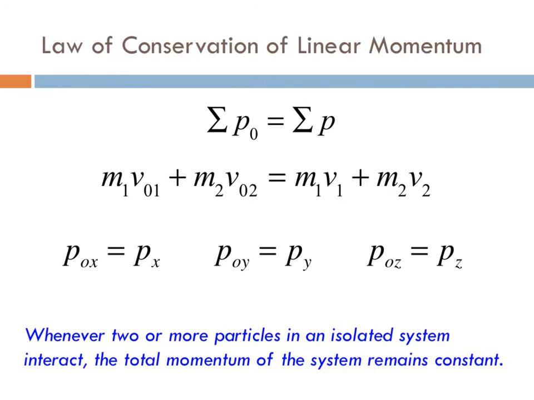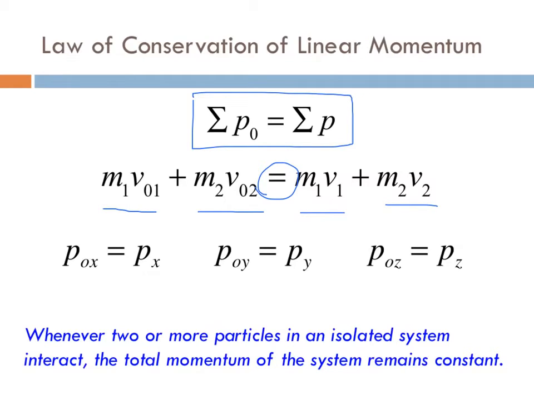So just like last year, whenever two or more particles in an isolated system interact, the total momentum of the system remains constant, meaning that the momentum at the beginning is equal to the momentum at the end. So if you have two objects interacting, which in this equation I only show two objects interacting, I simply have the momentum of the first object at the beginning plus the momentum of the second object at the beginning should all be equal to the momentum of the first object at the end plus the momentum of the second object at the end.